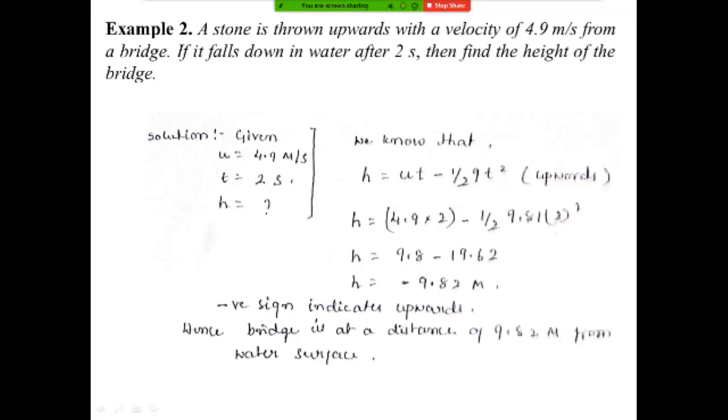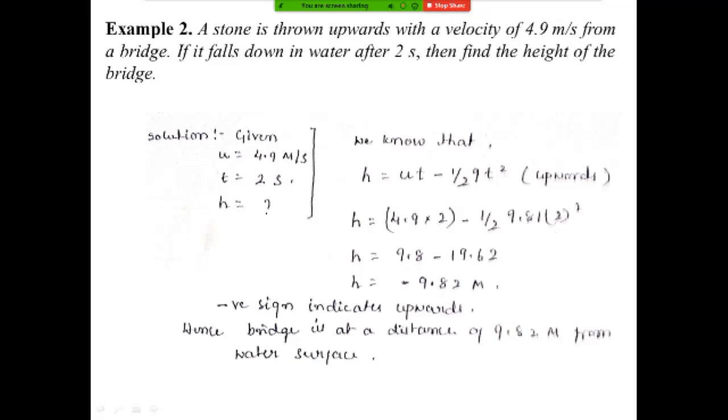So we have a direct equation for rectilinear motion of a body under gravitational force. The stone is thrown upwards, against the gravity, so I will use the against-gravity equation: h is equal to ut minus half gt square. The minus is because the stone is thrown upwards against the gravity. Instead of a, I will use g, and instead of s, I will use h. Then I substitute the u value, t value, and g value 9.81. Then h works out to be minus 9.82 meters.